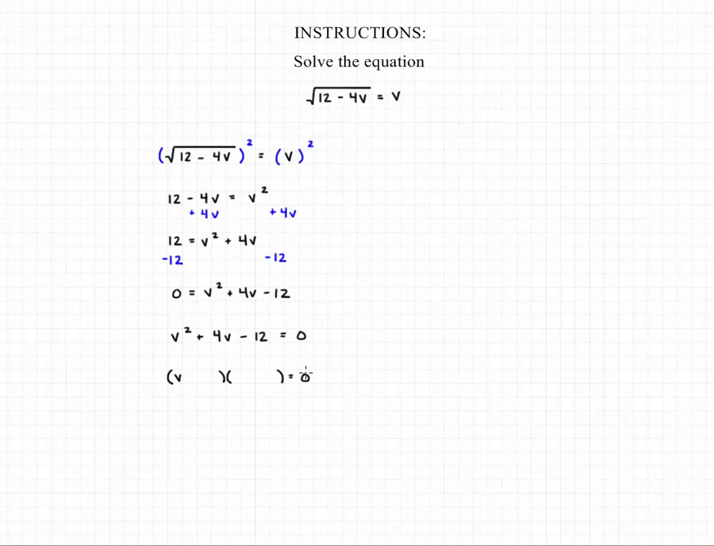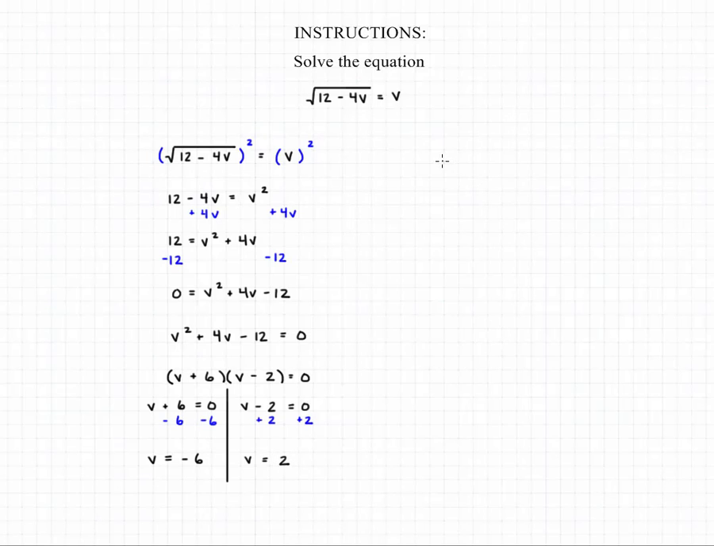We know we need two terms that multiply to negative 12 and add to positive 4, so we can use positive 6 and negative 2. And now we can solve for v. So if v plus 6 is equal to 0, we can subtract 6 from both sides and figure out that v is equal to negative 6. Now v minus 2 is equal to 0. We can add 2 to both sides of the equation, and that will give us v equals 2.